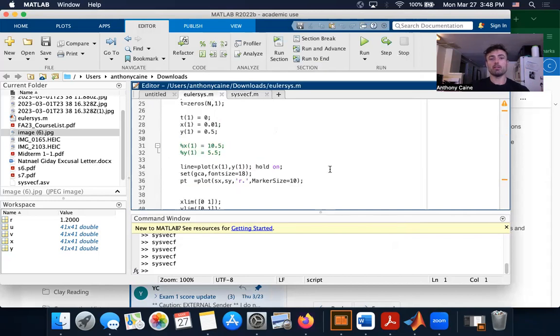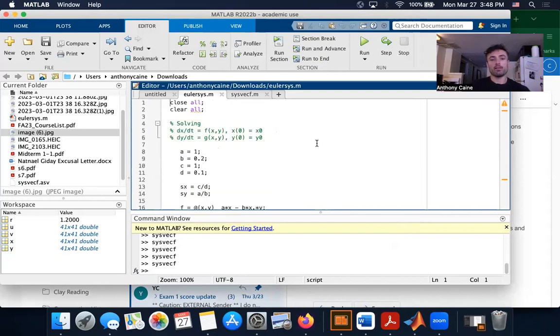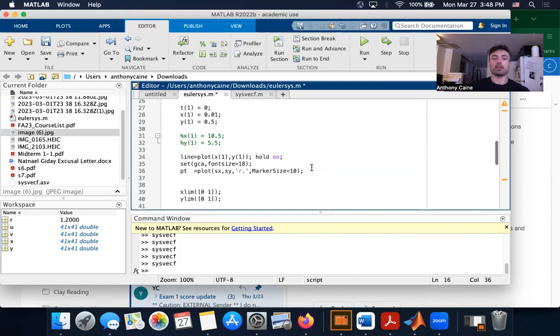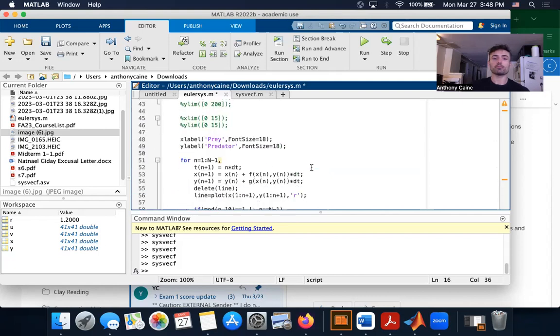Now, if we hop over to Euler's method, let's look at what's going on here. Very similarly, don't worry too much about what A, B, C, and D are doing. The only point that I want to make is, look, this F and this G are going to play the role of dx dt and dy dt.